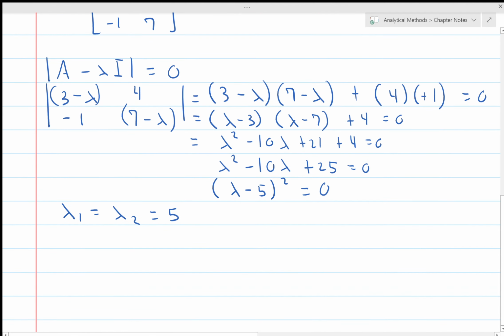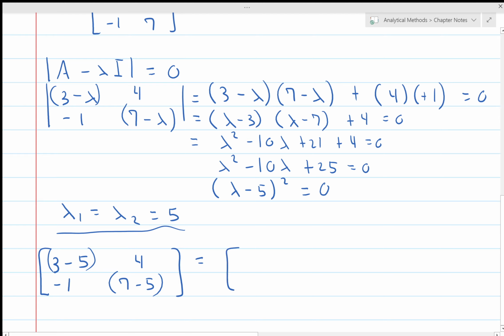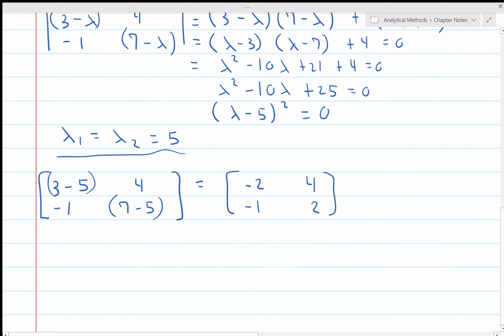Our next step is we would plug this in. So this is our example that we're using. I'm going to plug it into our matrix: 3 minus 5, 4, -1, then 7 minus 5. That's going to be equal to, 3 minus 5 is -2, then we have 4, -1, and 2. So we're going to set this equal to 0.